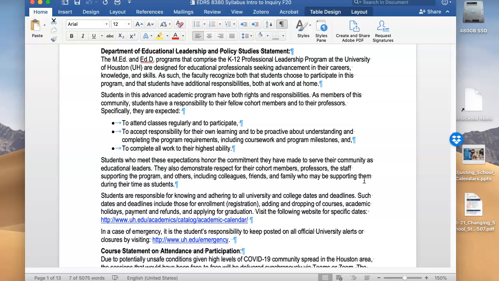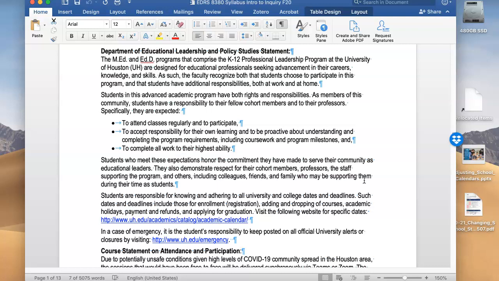Come to class when we meet synchronously. Be engaged. Turn off your cell phone. Turn off your email. If you really can't be engaged, I'd much rather you send me an email and say, I have a crisis at my school. I have lots of parents writing me. I'm not going to be able to participate tonight. I'd rather that than you sitting silently on the other end of the computer.